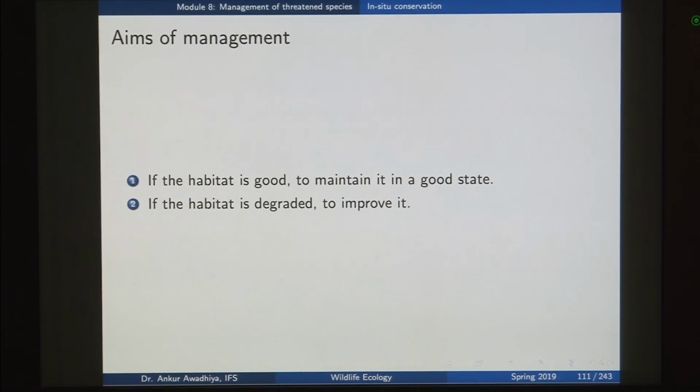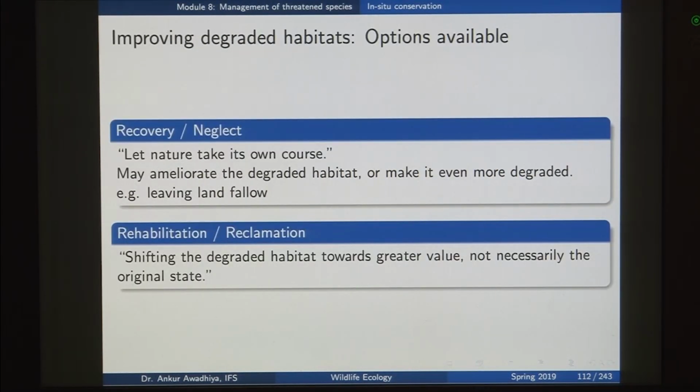So, essentially the aim of management is that if there is a habitat that is good, to maintain it in a good state, and if there is a habitat that is degraded, to improve it. And to improve these degraded habitats, we can make use of all these 5 tools of management. So, when we say improvement, what does that mean? If there is a degraded habitat, what are the options that we have with us? The first option is recovery or neglect. Essentially, you leave that area as such and let nature take its own course, and it is possible that with time some species would come up into that area, there would be some amount of succession, and nature would be able to bring this area back to the prime conditions.